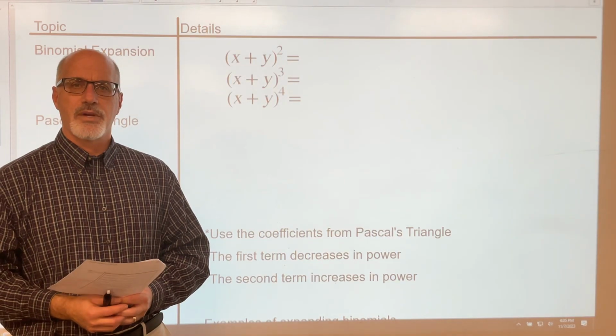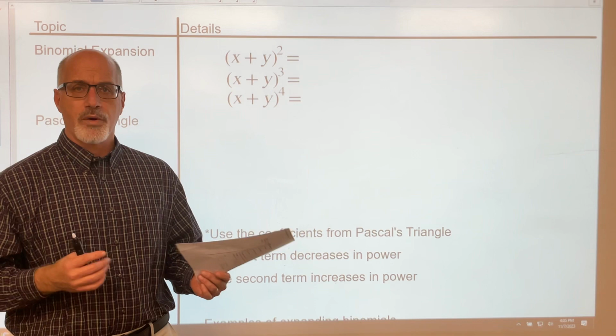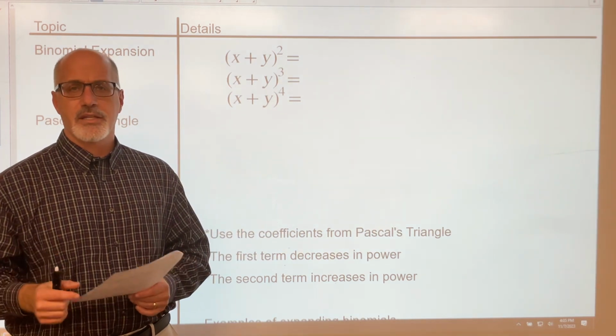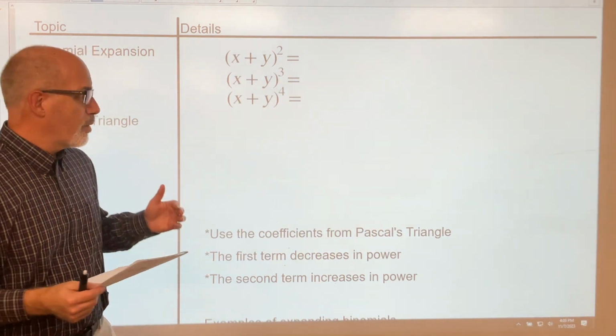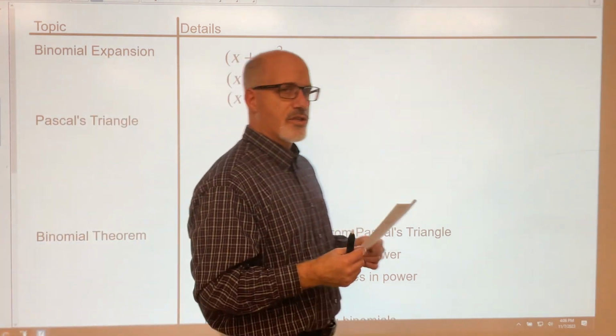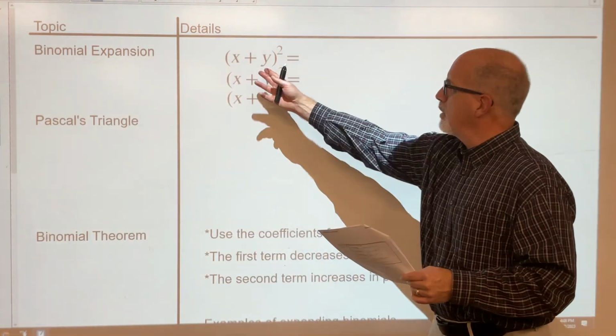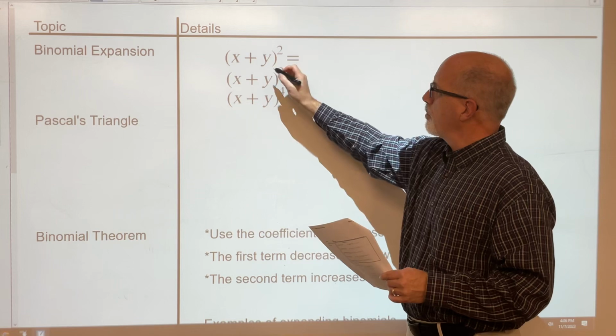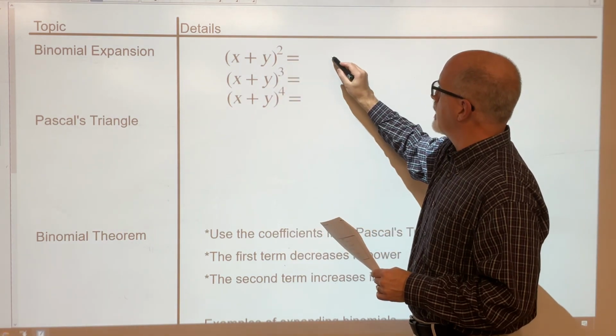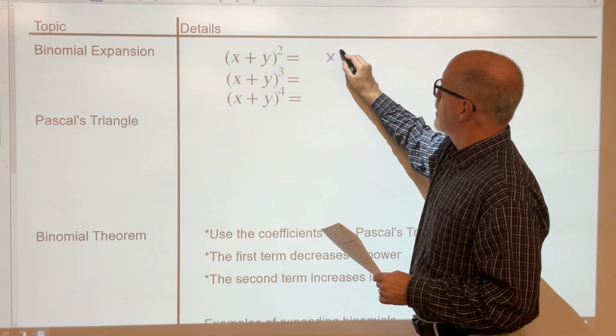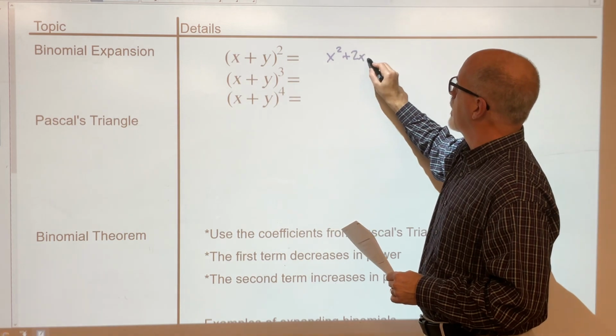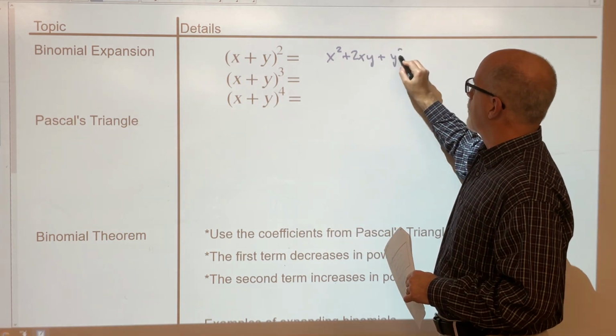This lesson is about expanding binomials to a power using the binomial theorem and Pascal's triangle. So what we want to do is look for the patterns in taking a binomial to a power. If we were to multiply this out, you would get the identity x squared plus 2xy plus y squared.